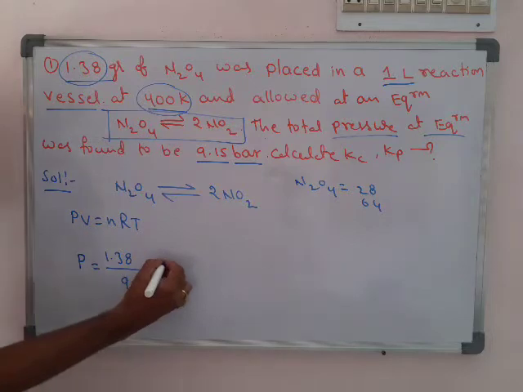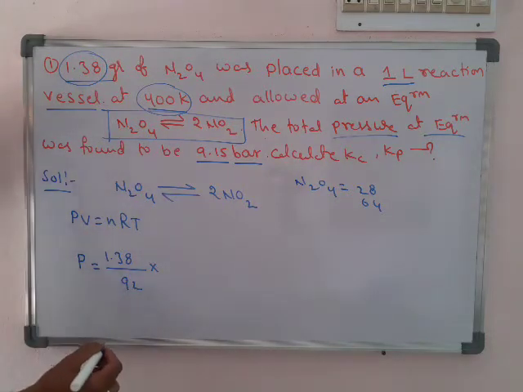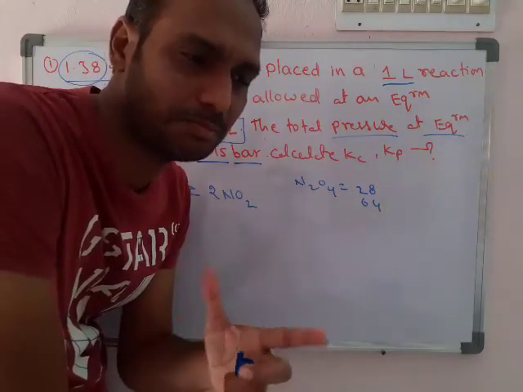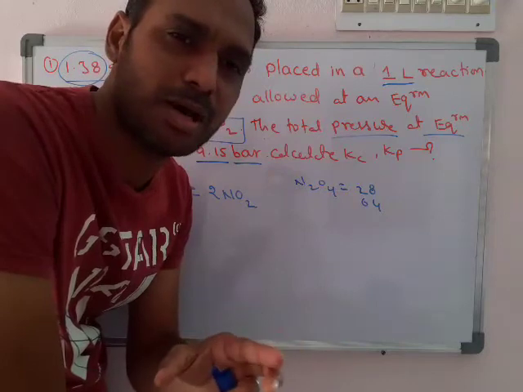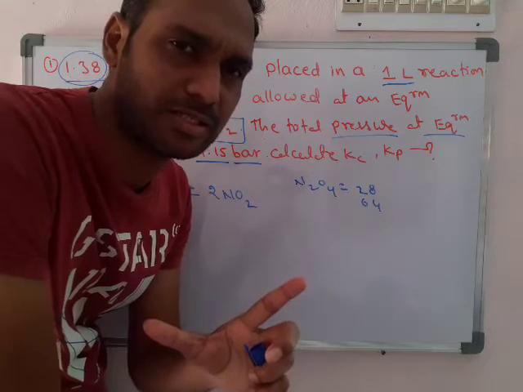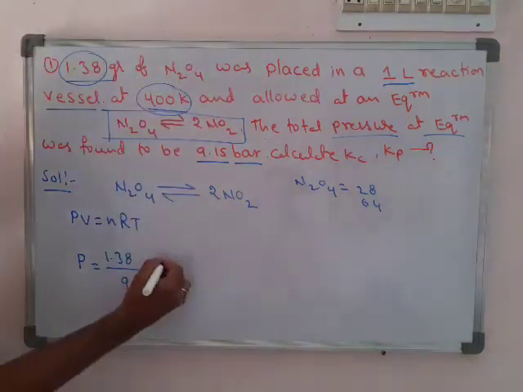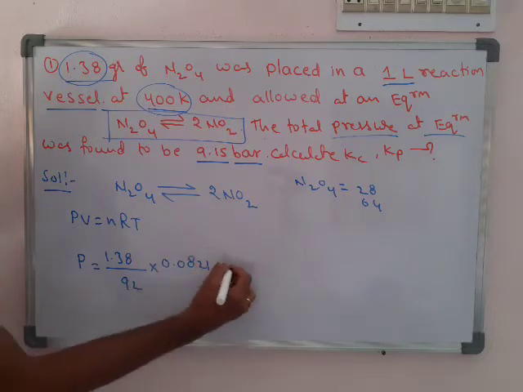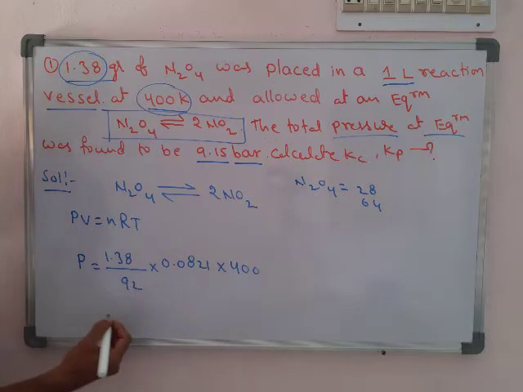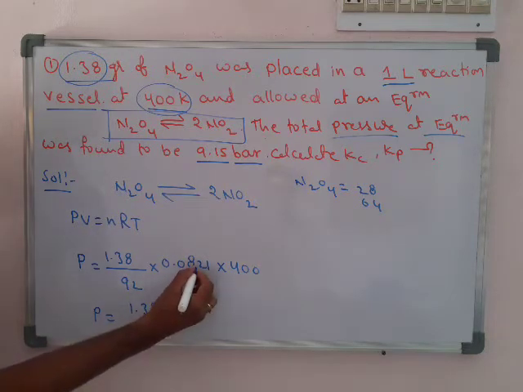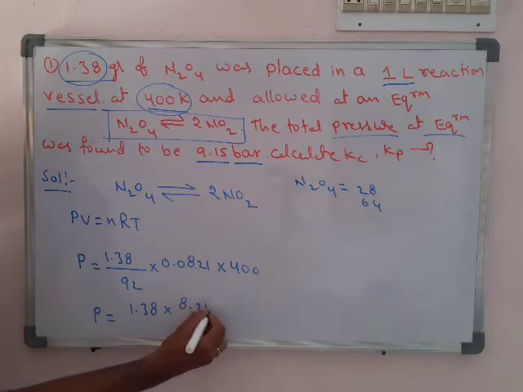What is the R value? We know that it is 0.0821 atmosphere liter per mole per Kelvin. Between atmosphere and bar there is not a big change, just 0.001 difference. So even if pressure is given in bar, let us take 0.0821 directly. The temperature given is 400 Kelvin.